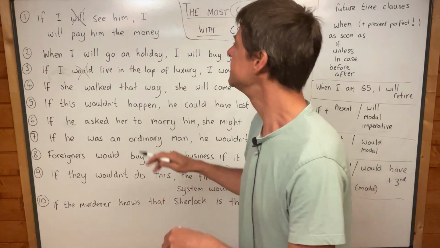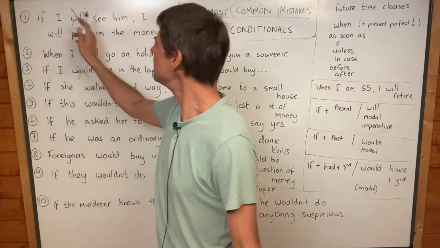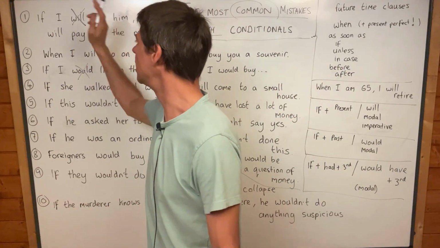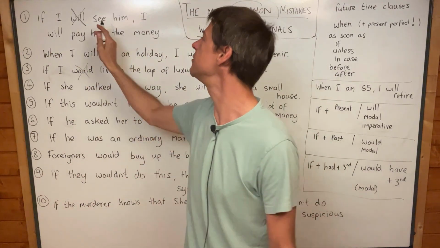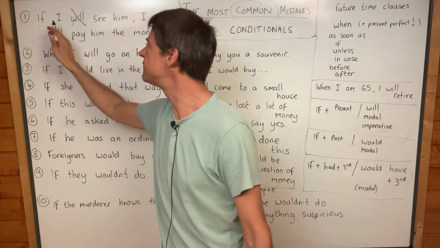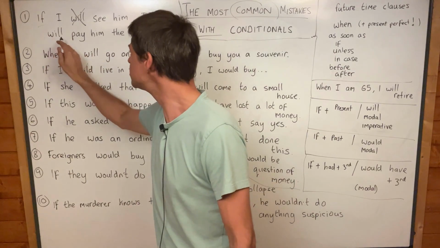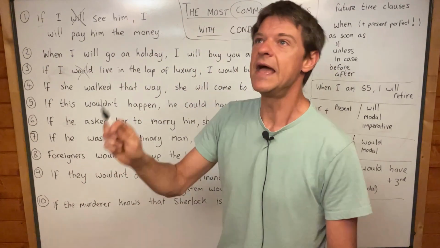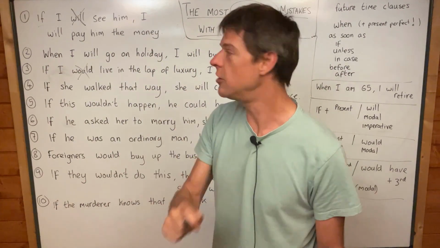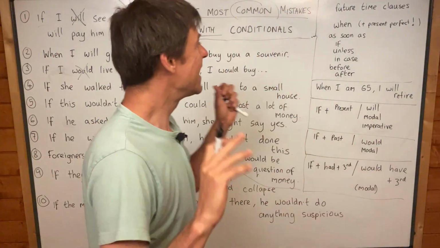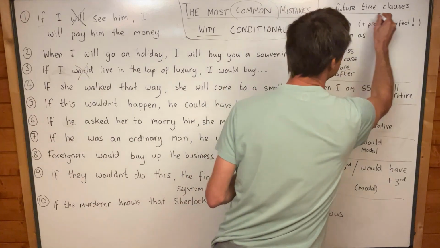It's not correct. So please remember that with first conditional in English, we do not use future in the subordinate clause. We use present in the if clause, in the subordinate clause, and we use future in the main clause. And actually, it's not only first conditional where we do this. It's any future time clause.